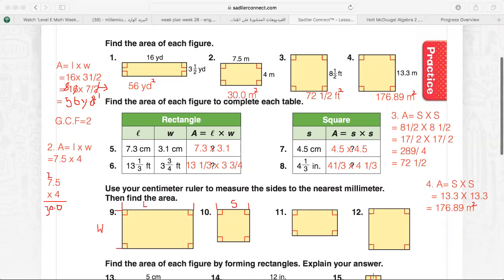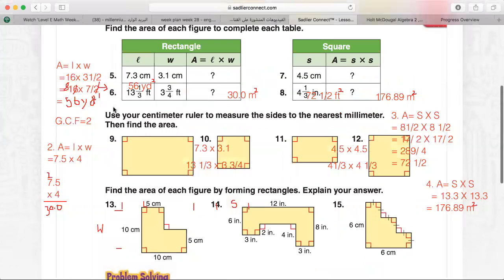And calculate the area. So it is different from 9 to 12, where you're going to use your ruler and measure the sides by yourself. Okay, girls? And this one you're not going to solve.